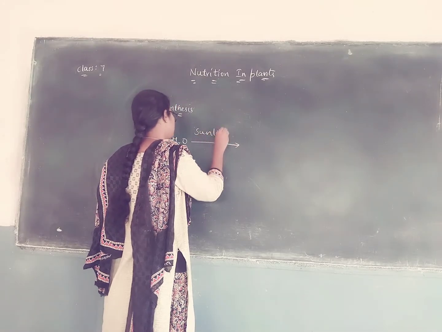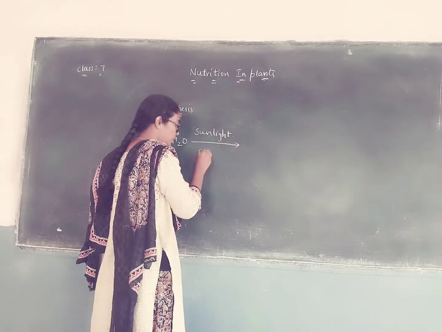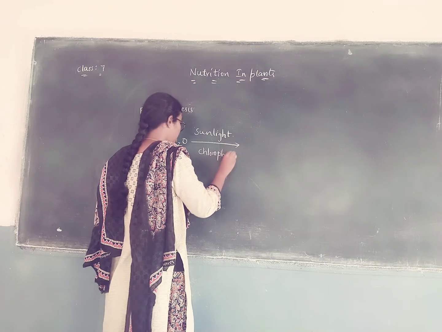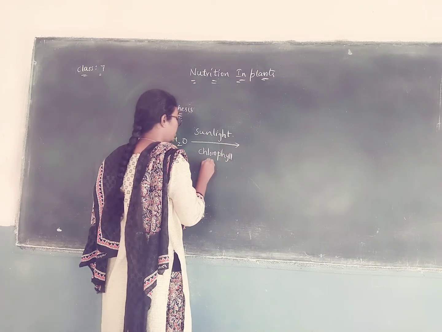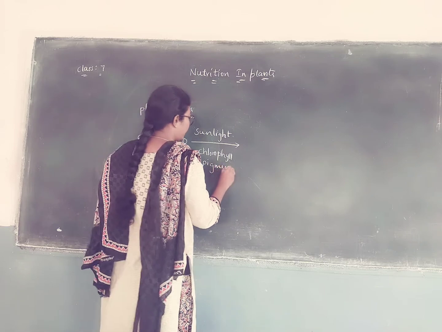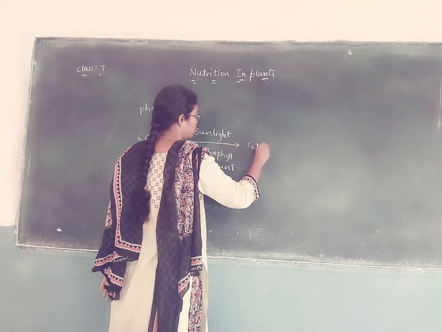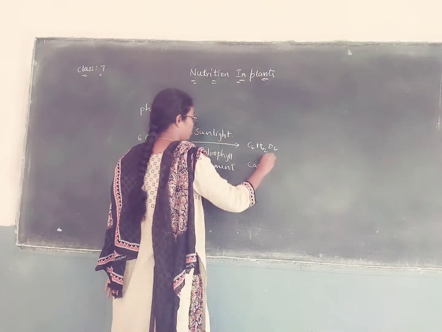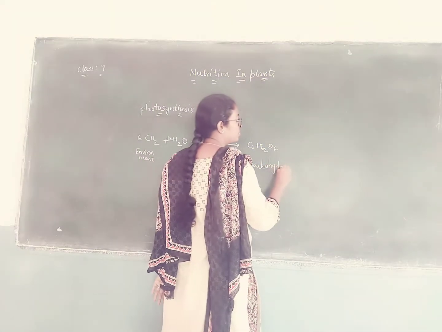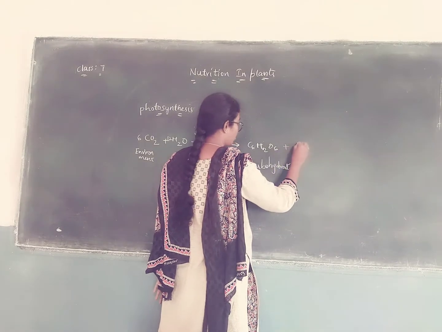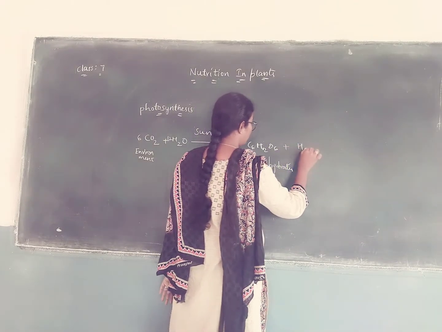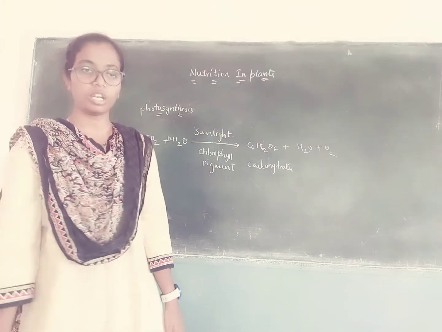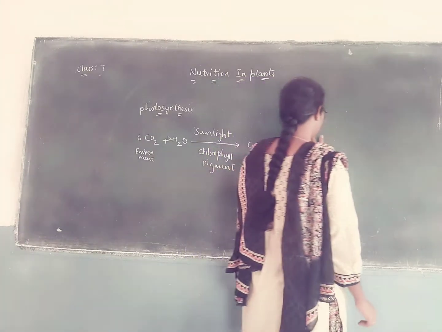By using chlorophyll pigment, they convert it into carbohydrates, and also they produce oxygen. Okay, is it clear?